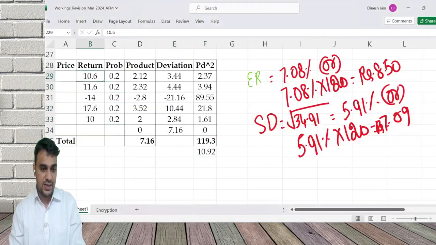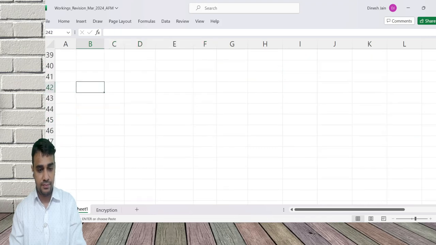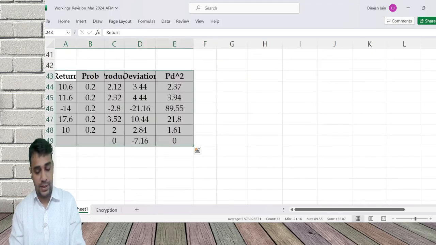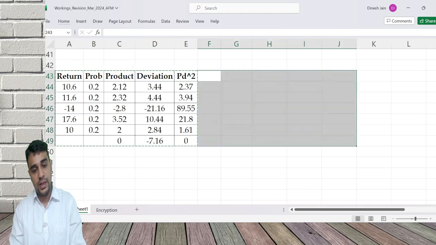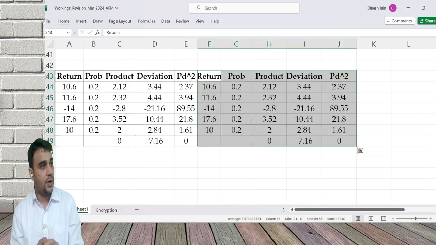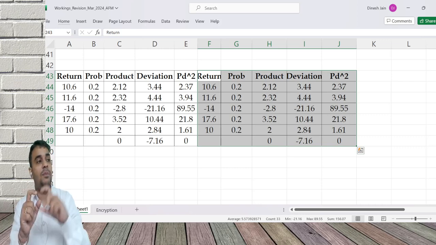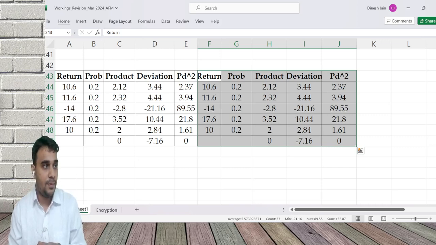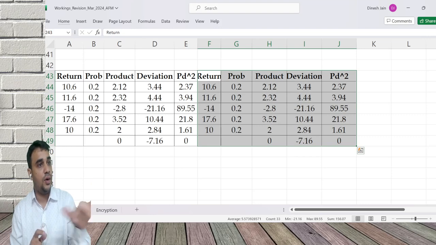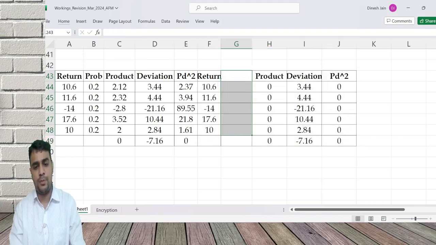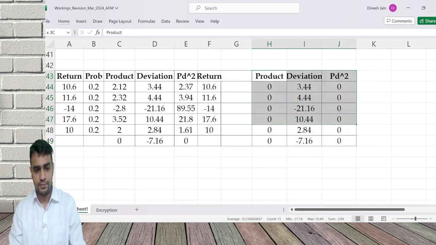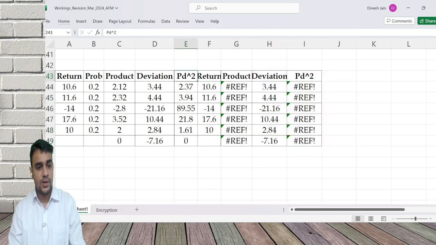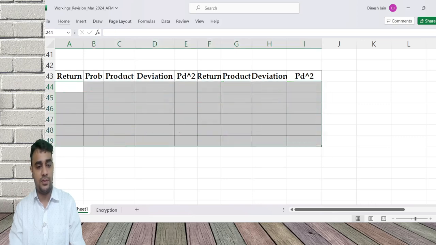Listen, same format. This is for one company. You have to do the same for another company, where probability may become a common column. You don't need another probability column. So return, probability, product, deviation. Sorry, just give me a minute.